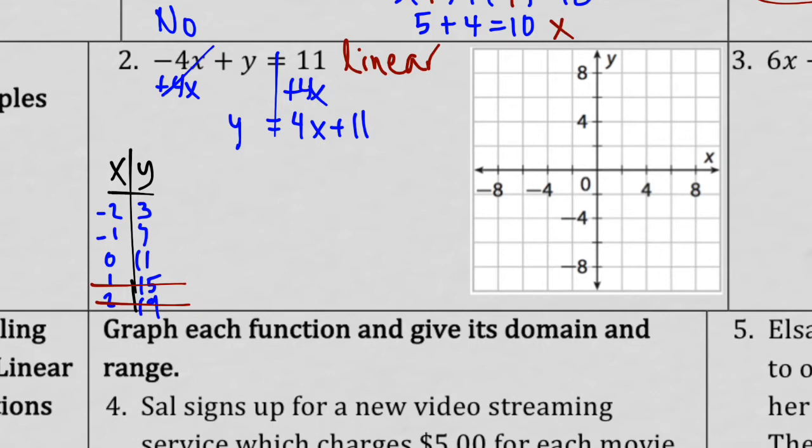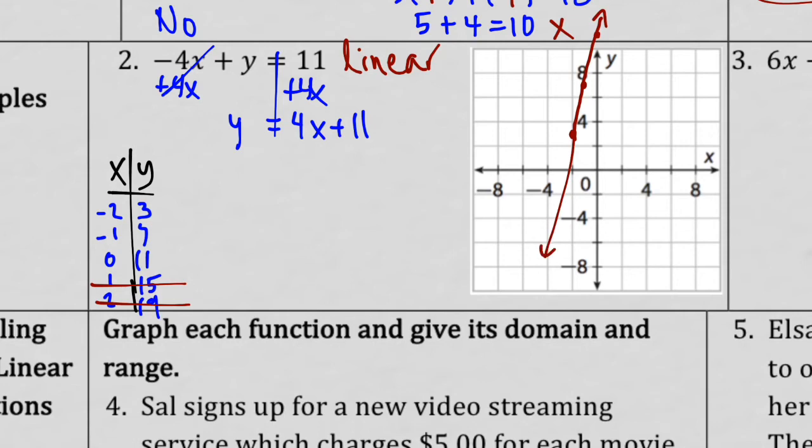Negative 2, 3. Negative 2 means left 2. 3 means up 3. So it's right here. Negative 1, 7 means left 1. Up 7, right there. 0, 11 means don't go left or right, stay there, but go up to 11. Here's 10, so 11 is right there. There's your 3 points. You connect them together, and you get yourself a straight line, which was the goal.